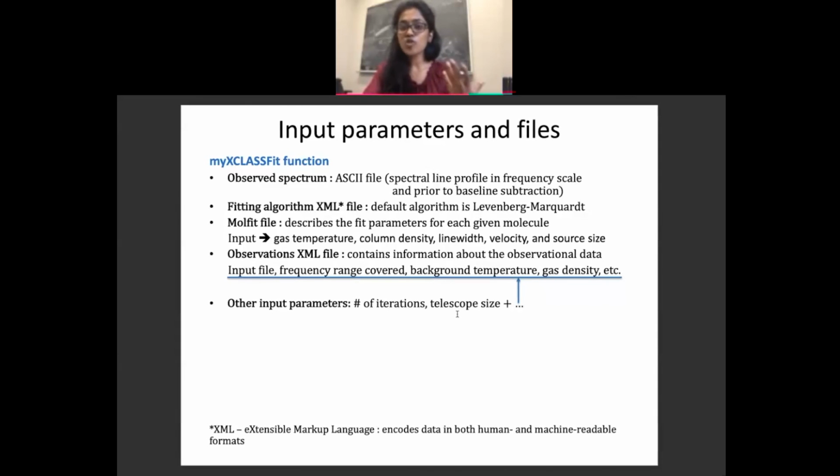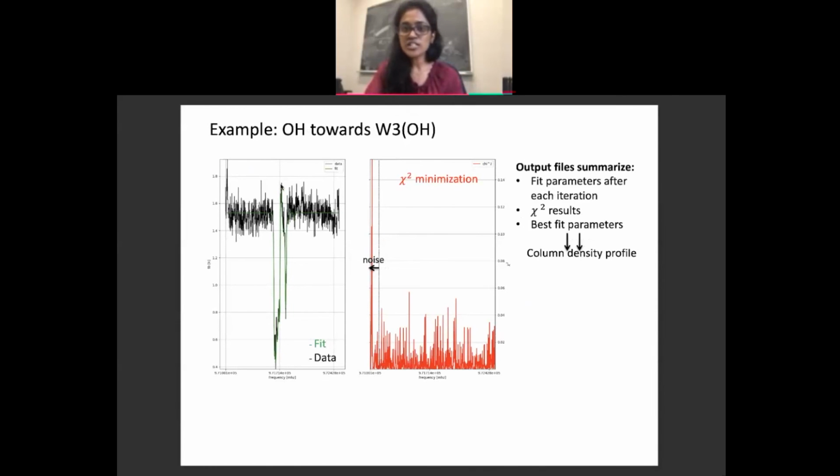Taking a look at what the outputs of X-class are, here we have the example towards OH once again, towards the source W3OH. And here we have on the left the observed spectra in black overlaid with the fit in green. So each time X-class runs and you add a different component, it gives you this fit spectrum as well as the residual, so the chi-square minimization. Now, I would ignore this corner because this is X-class simply trying to fit this feature here, which is simply noise for us because that is not part of the relevant spectra that we're studying.